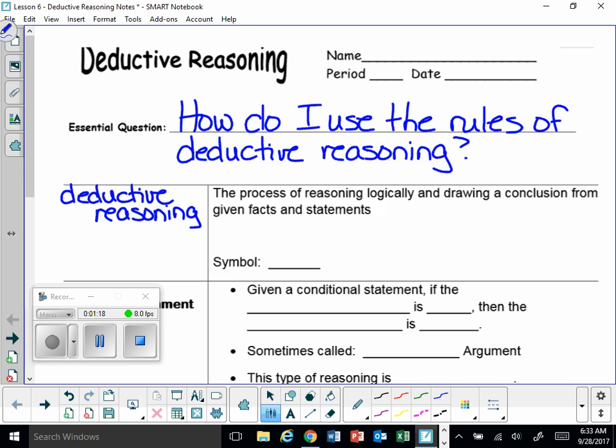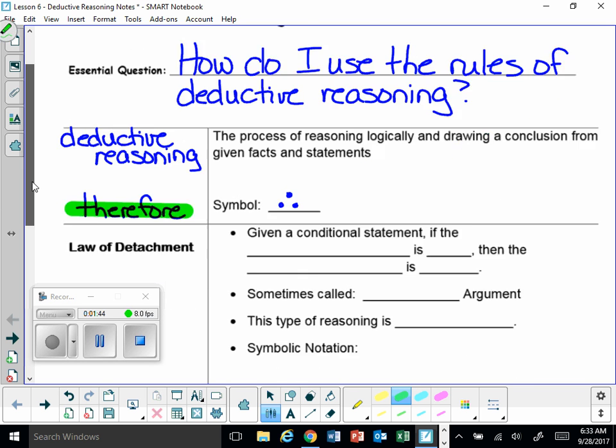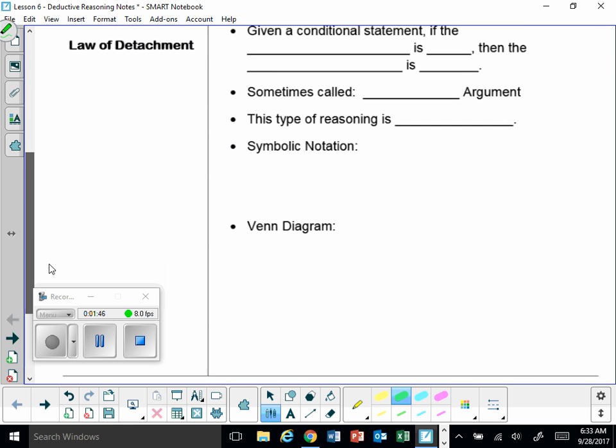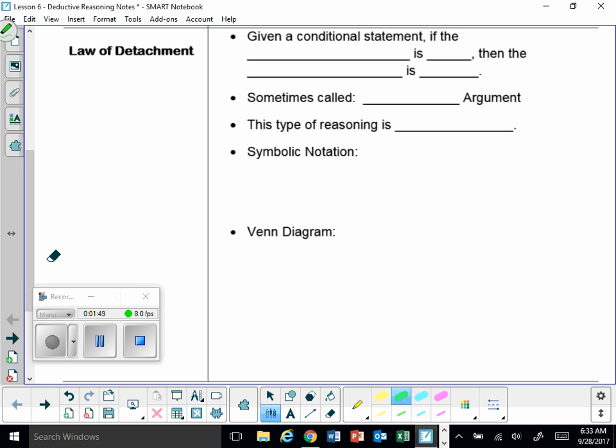I'm not going to highlight deductive reasoning because it was a note card back in lesson 1. Okay. We do have a new symbol today. This symbol stands for therefore. We use it when we're drawing a conclusion. Okay, that one does need to be a note card. So our first rule in deductive reasoning is called the law of detachment. Law of detachment. There's a note card for you.